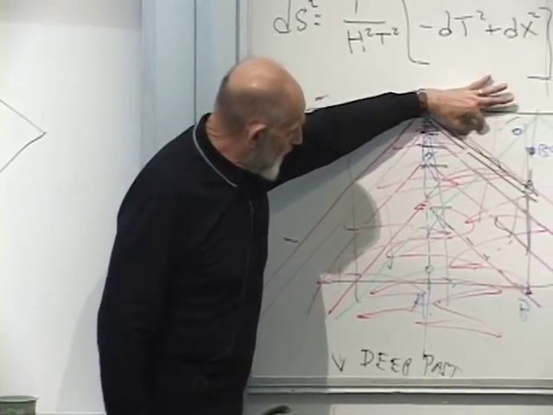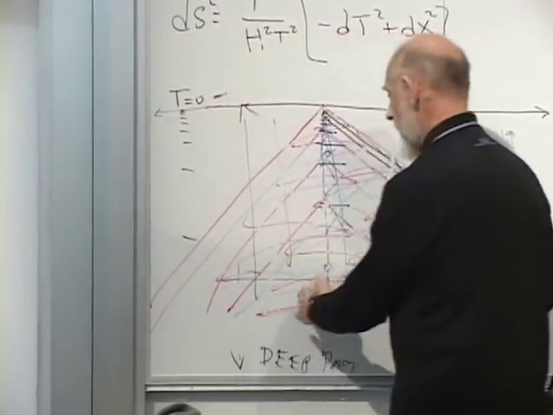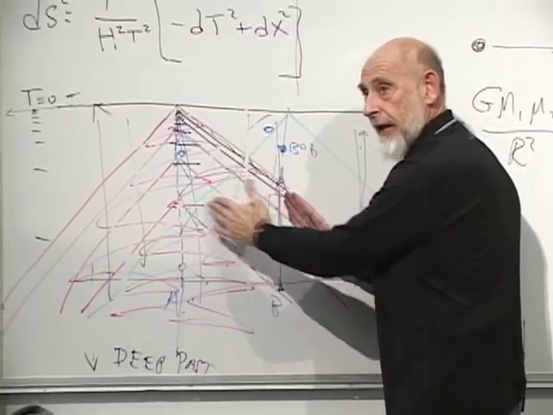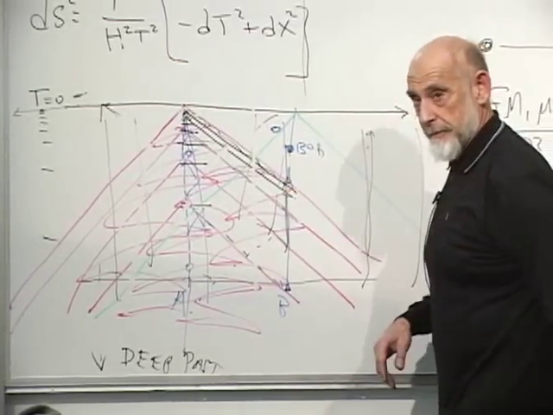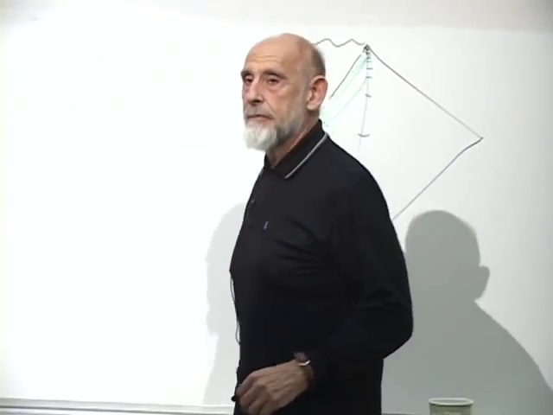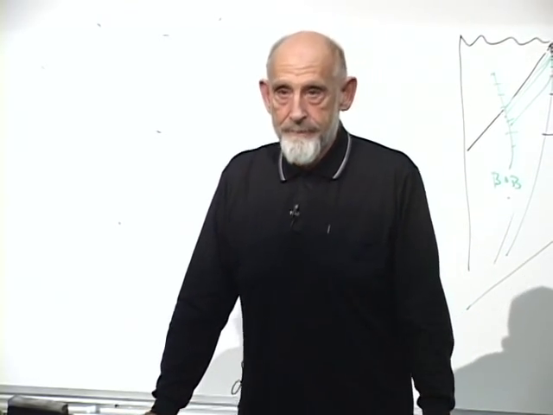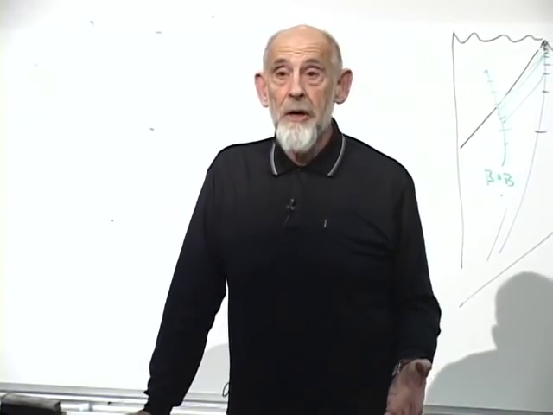So the distance between points, if you keep the points at fixed coordinate separation, here Bob and Alice are at fixed x's, the distance between them is getting bigger and bigger. It goes to e to the infinity. That's right. The distance between them blows up. That's another fact of De Sitter space.